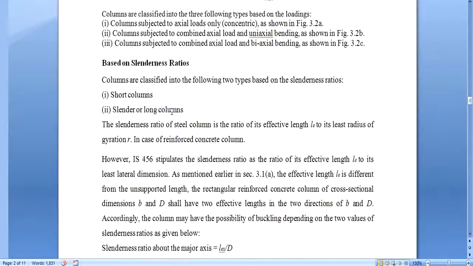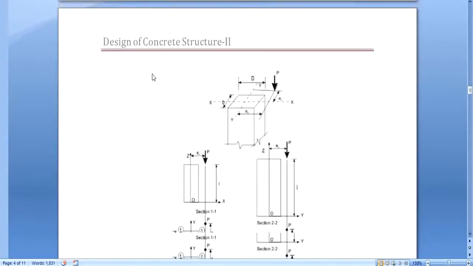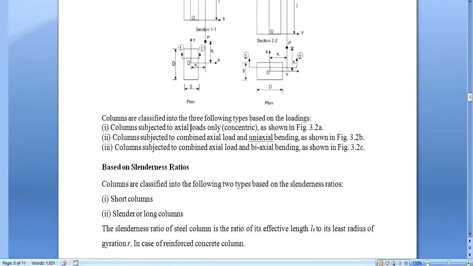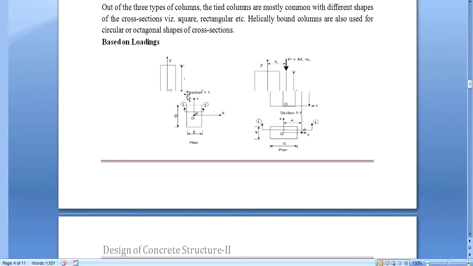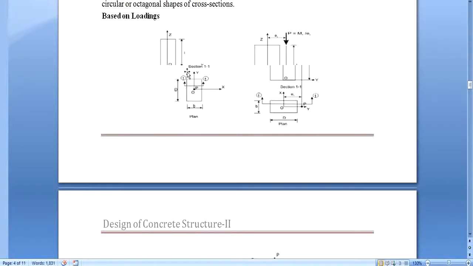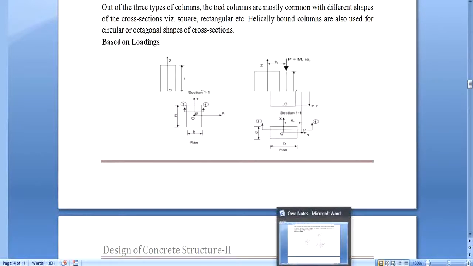Now next type of columns is based on the type of loading. So based on the type of loading, we can say that column subjected to axial loads only, column subjected to combined axial loads and uniaxial bending, and third one, column subjected to combined axial loads and biaxial bending. You can see figure number 1 shows the column subjected to axial load. When the centroid of the column coincides with centroid of the load applied, we can call that particular column as a column subjected to axial loading.